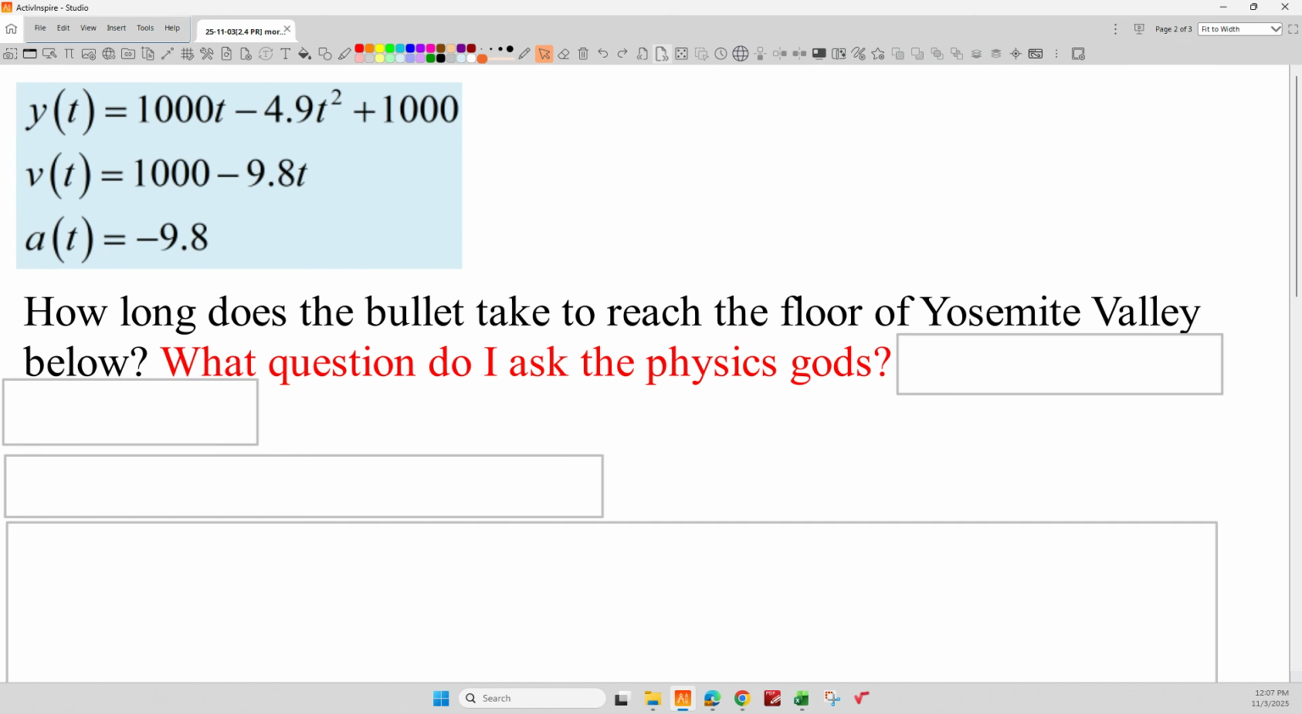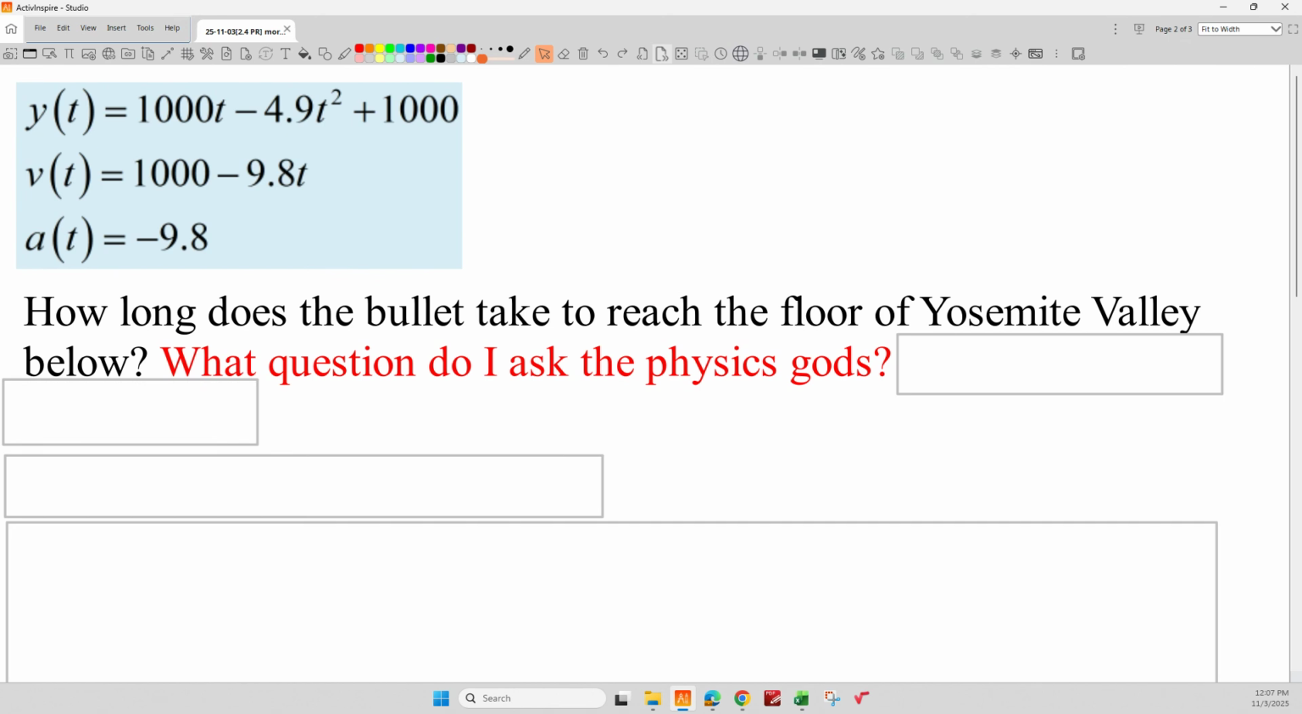Who's in physics? That's an important number, isn't it? What is that negative 9.8? That's the acceleration of gravity where? Yeah, near the surface of the Earth, right? Okay. Good. Okay, so how are we going to answer this?